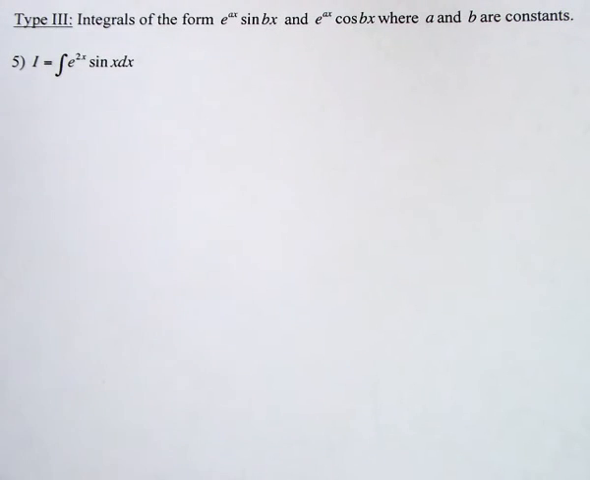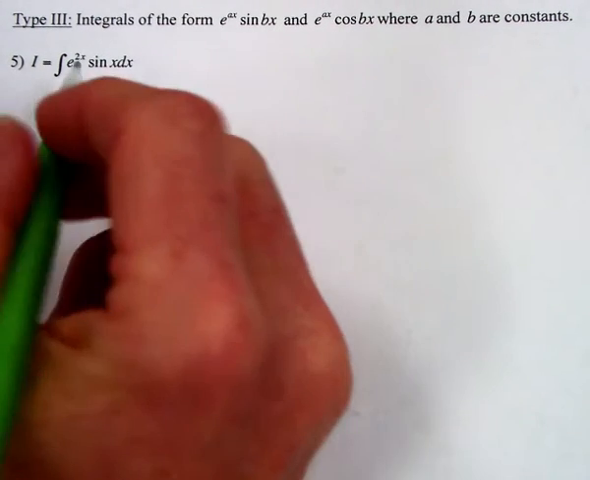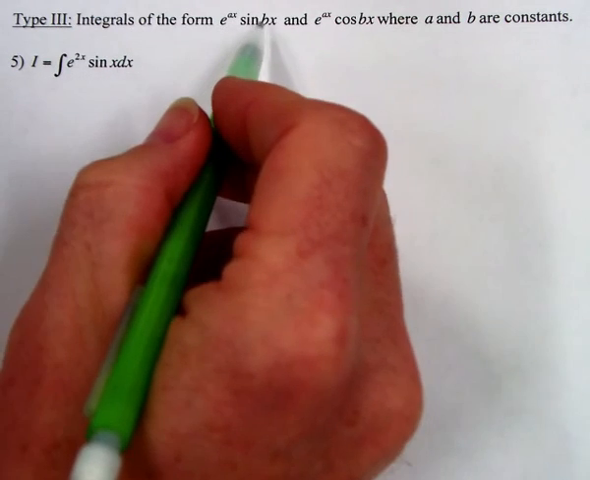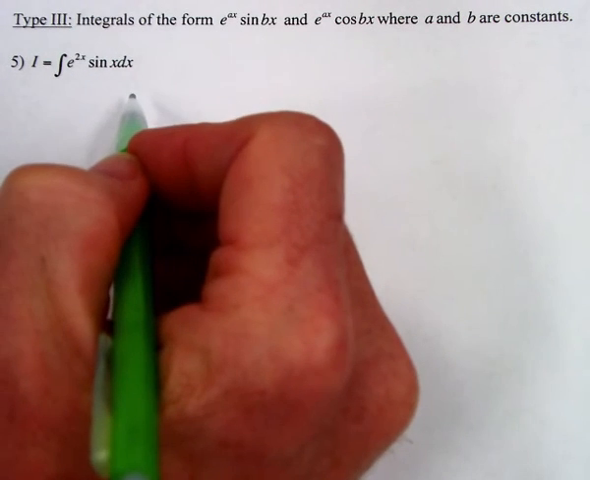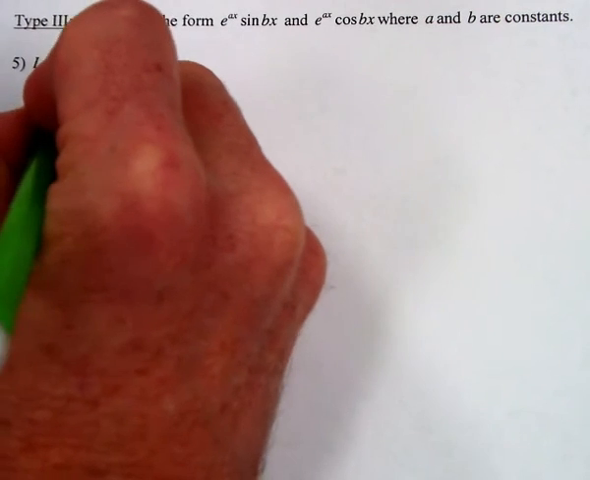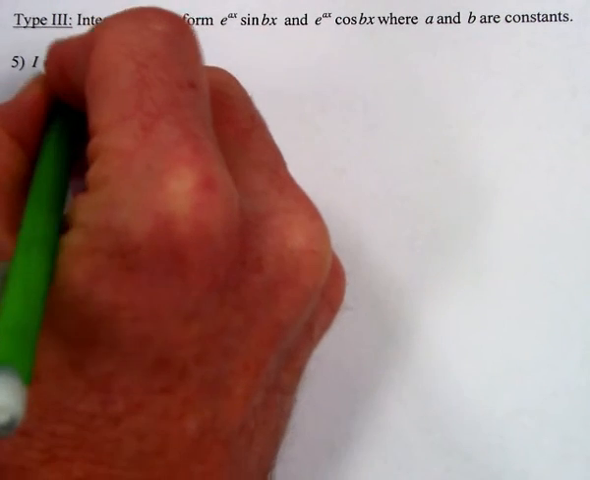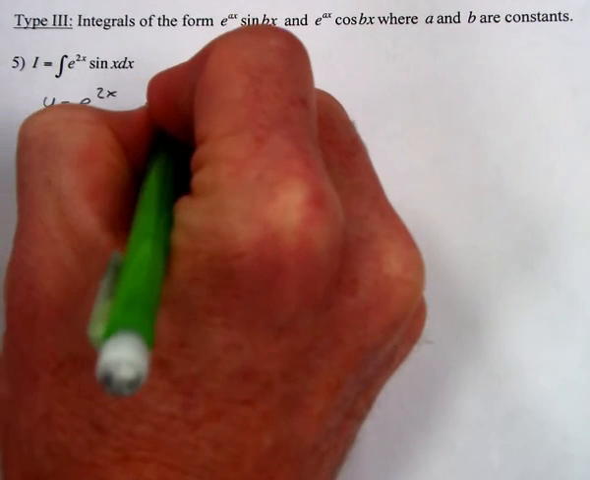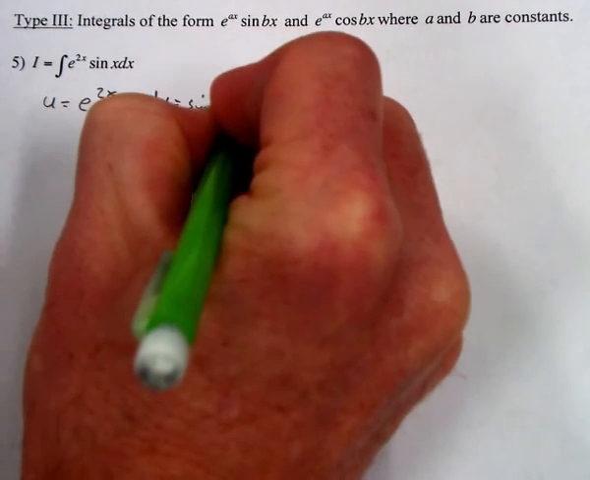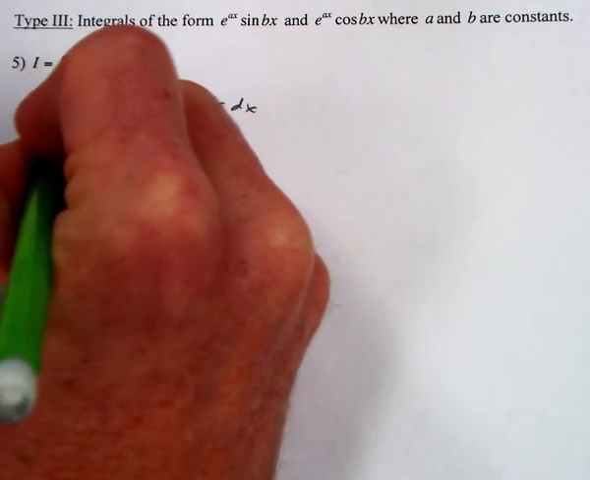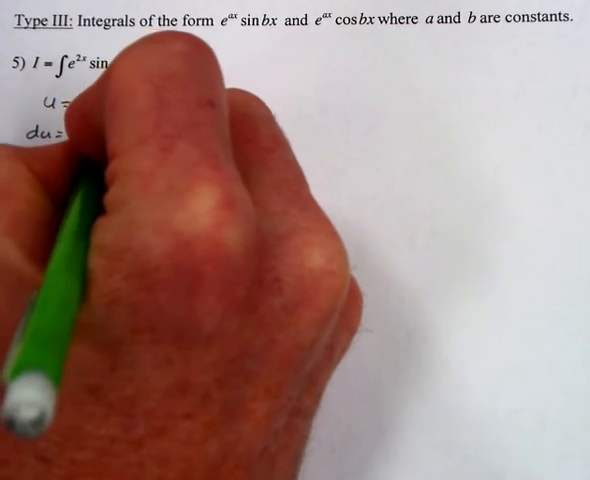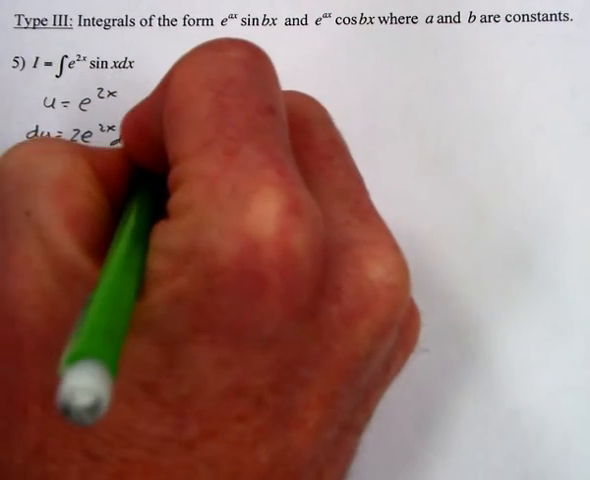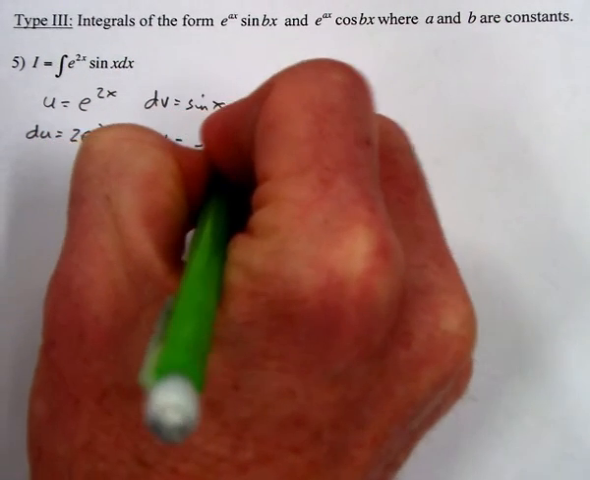Type 3 is going to be a little bit different. Now we have an exponential and a trig in the same one. Let's go ahead and just start doing this. We'll say u equals, following our limit, we'll make it equal to the exponential. So we have e to the 2x, and then dv equals sine x dx. The differential will be 2e to the 2x dx, and then v will be negative cosine x.